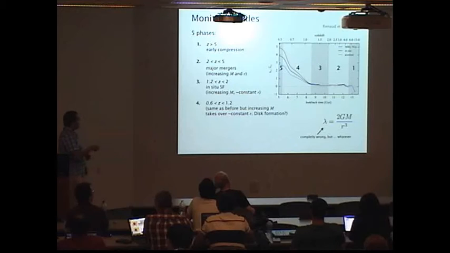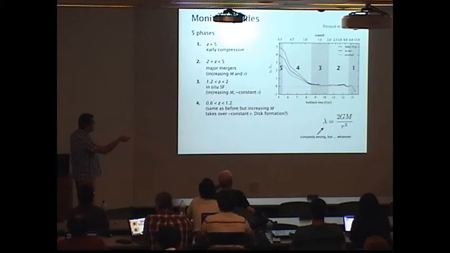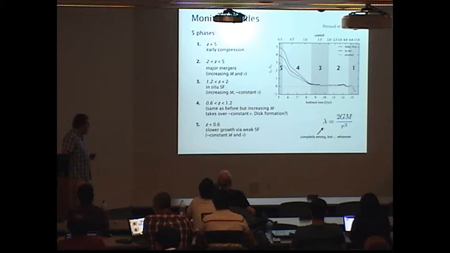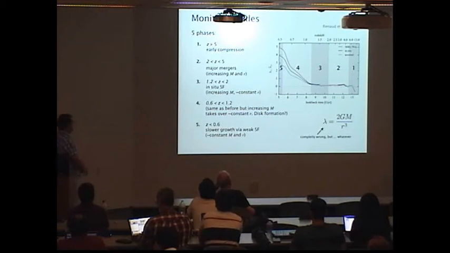And at some point, for some reason I don't fully understand yet, the increase in mass will take over the constant radius. So remember, you don't have the same power here, and you will get this rise here. Maybe it has to do with the formation of the disk, but I'm not quite sure for the moment. At the very late stages, redshift below 0.6, you will get a slower growth with just a weak star formation as we approach redshift 0.